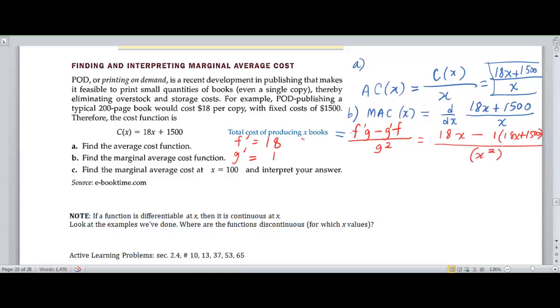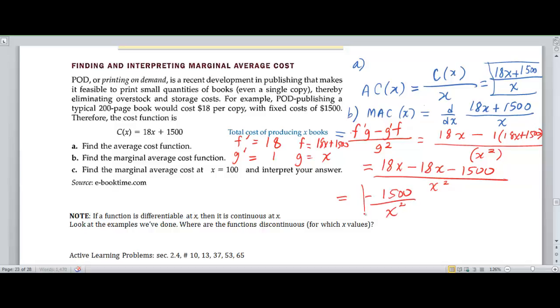Okay? And if it helps, you can write out the function f, and then you can write out g. Then you can just look at these and do this problem. So we did f prime g minus g prime f all over g squared. Now this becomes 18x minus 18x minus 1500. Remember, we have to distribute the negative, over x squared, and it becomes minus 1500 over x squared. That's the marginal average cost function. Okay, so that is part B.